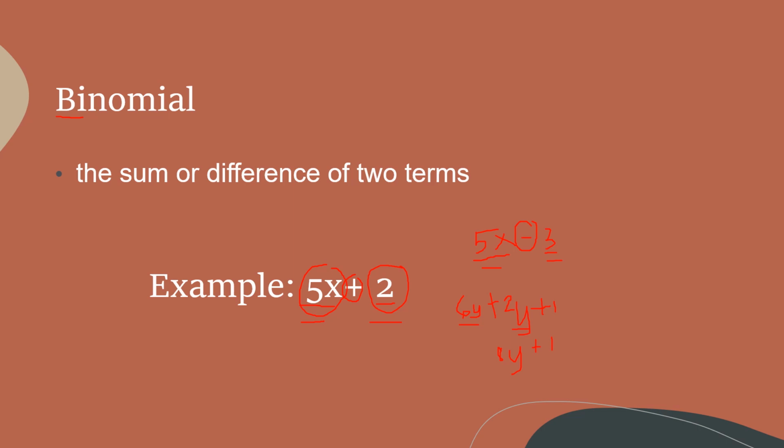So sa madaling sabi po, pag magkapareha sila ng terms, you can add or subtract the given terms. So this time, the answer is 8y plus 1. And we have 1, we have 2. So we have two terms. So that means it is a binomial.